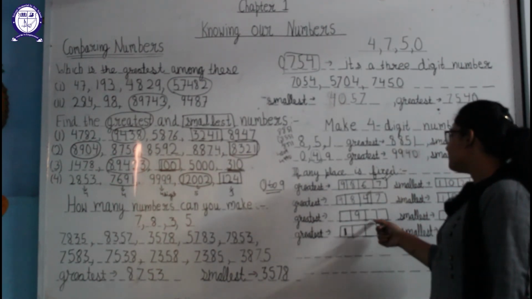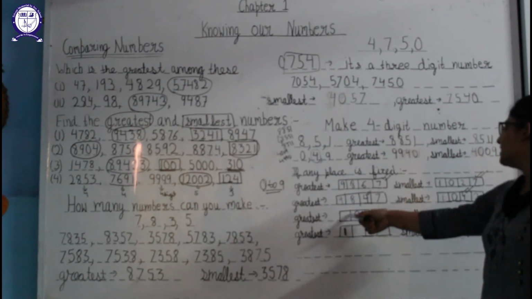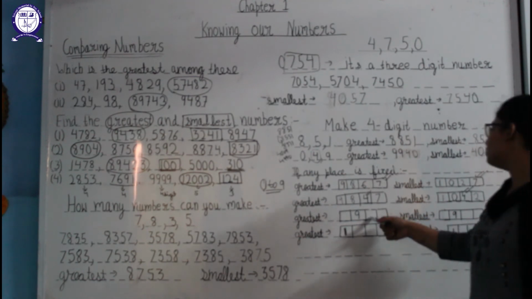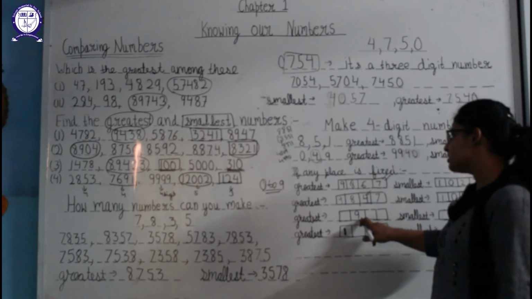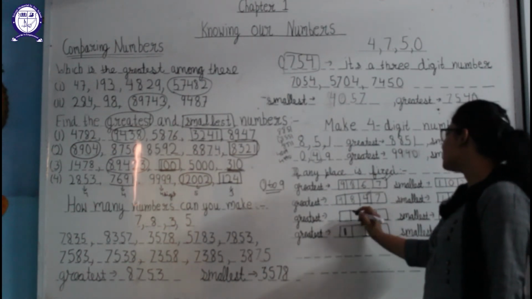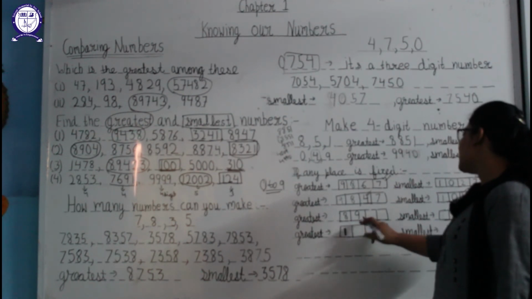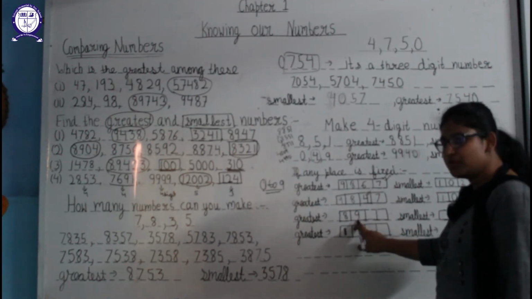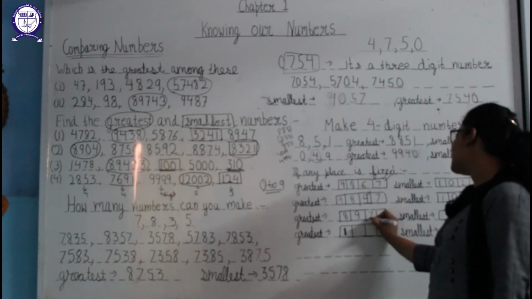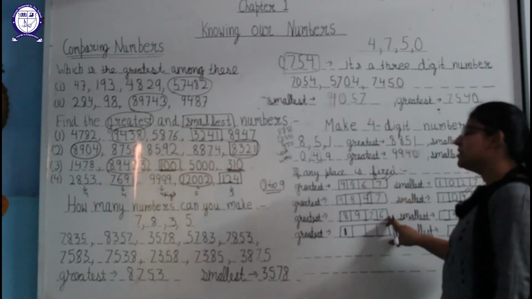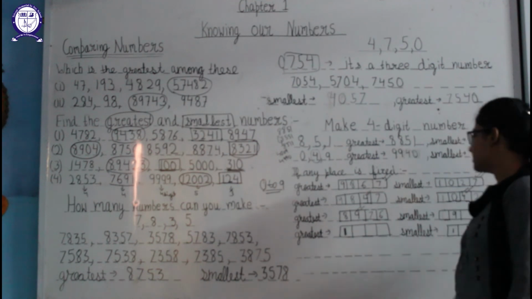Now the next one is if 9 is placed at the hundreds place. We have to make the greatest number. Now we can't use 9 here because 9 is already placed. So we will use 8 here because 8 is smaller than 9. So 8, 9, then 8 we have placed here, then 7 and then 6. So it will be the greatest number if 9 is fixed at the hundreds place.